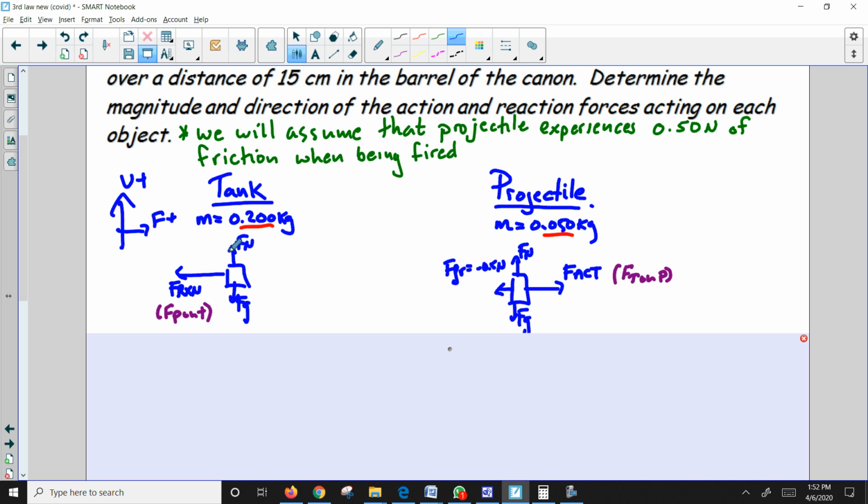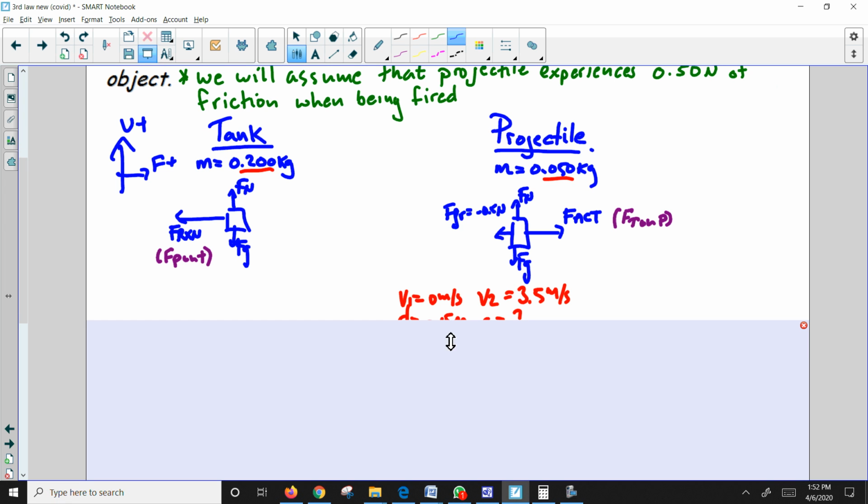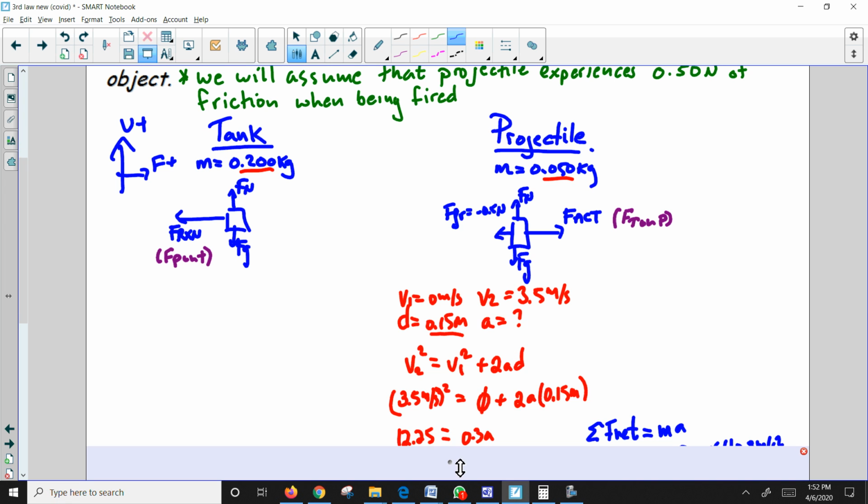And I draw the same thing for the tank. We don't know any information about the tank in terms of friction. That's okay, we'll leave that for now. But we do know that the reaction force is going to be equal to the action force, just in the opposite direction. So, as I said earlier, we know all the motion, but it's the motion for the projectile. Do you notice how I set up this question? So I've got the tank information on one side, projectile on the other side. This prevents me from using the wrong values for the wrong object.